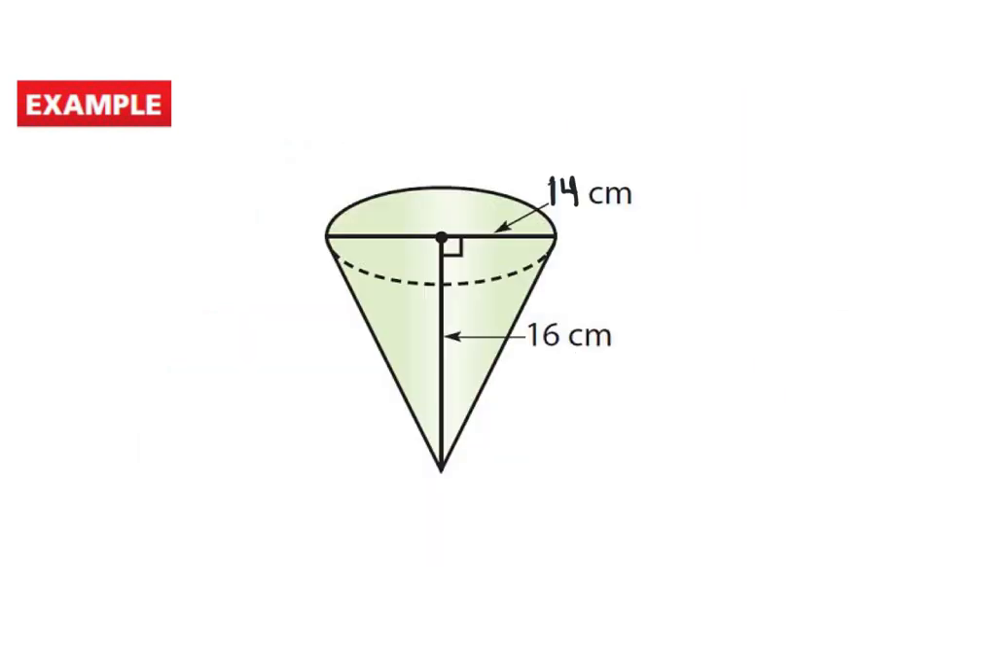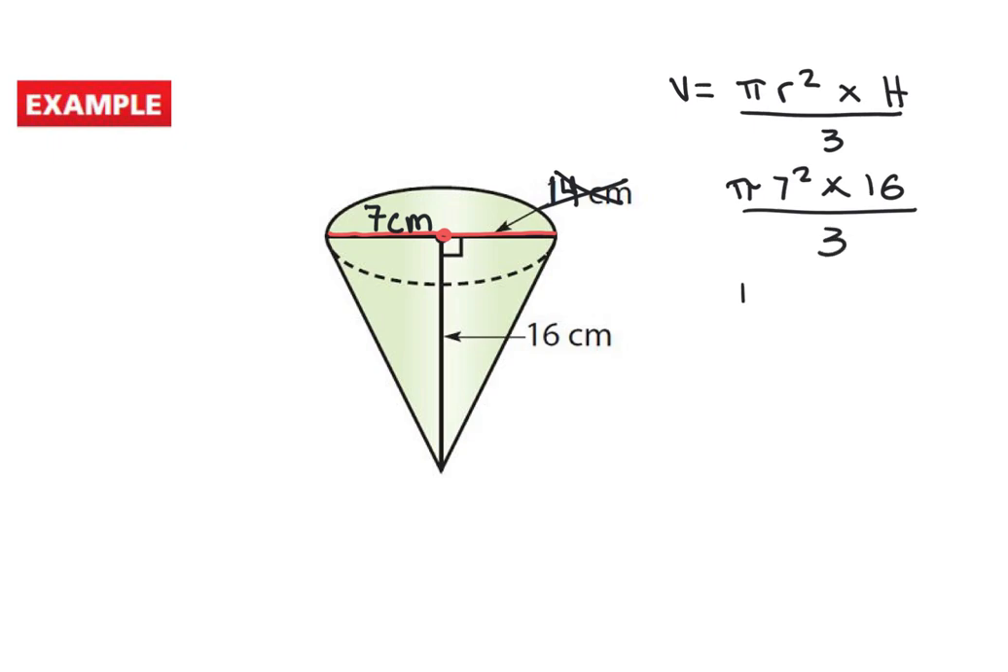In our next example, we've not only flipped the cone, but we are also now giving you the diameter. The diameter is the distance all the way across the circle through the center point. So we need to identify here that the radius is actually going to be 7 centimeters. So we don't need that 14 at all anymore. And now we go back to our volume of pi r squared times the height divided by 3. Our radius is 7, and our height is 16.